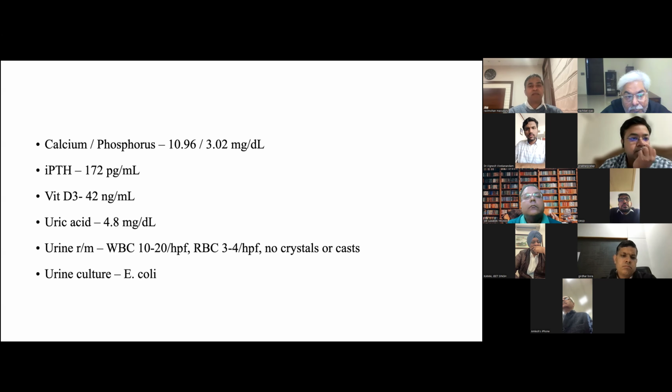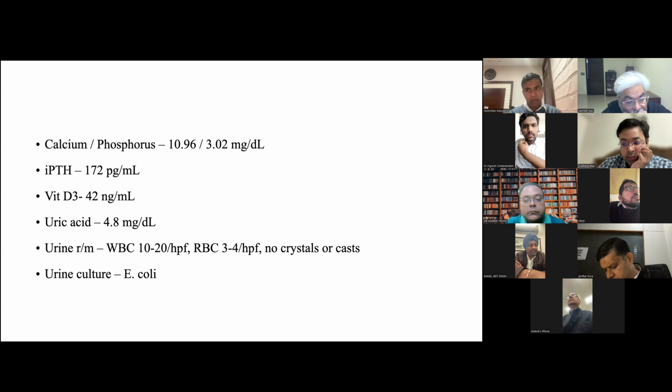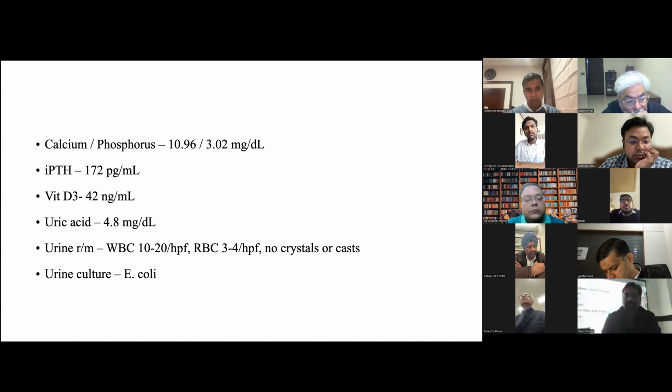On urine routine, 10 to 20 WBCs per high power field were present, with 3 to 4 RBCs per high power field, and no crystals or casts were seen. Urine culture was positive. It was E. coli, which was pan sensitive to all drugs. What was the sensitivity of the urine culture colony count? The colony count was more than 10 raised to the power colony forming units per ml, and it was a pan sensitive E. coli, sensitive to almost all the drugs that were tested.